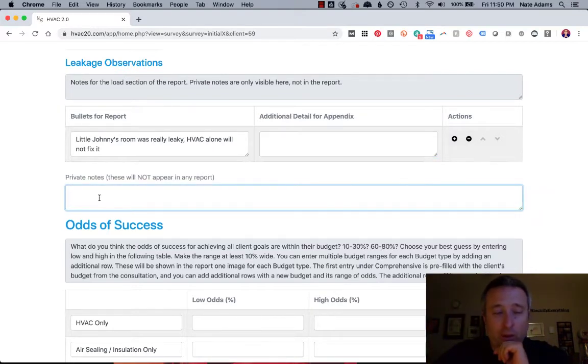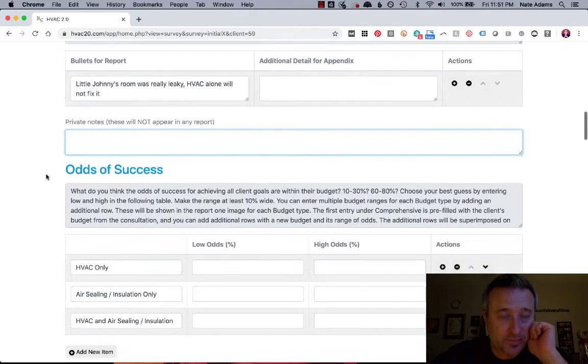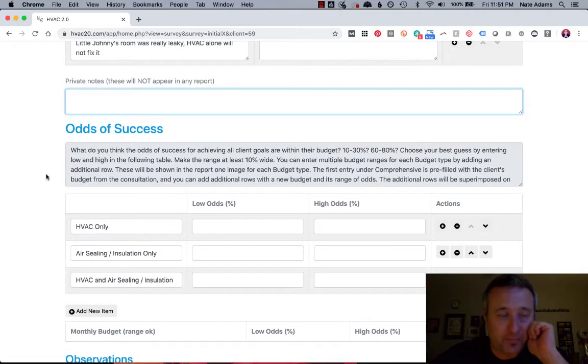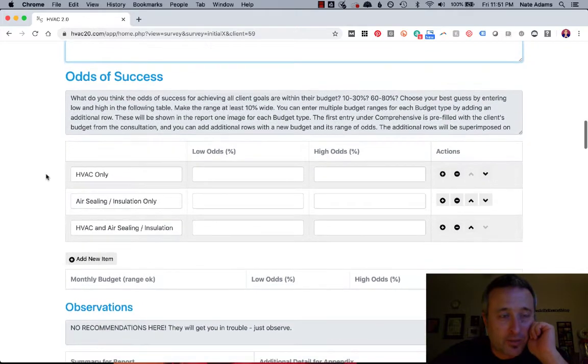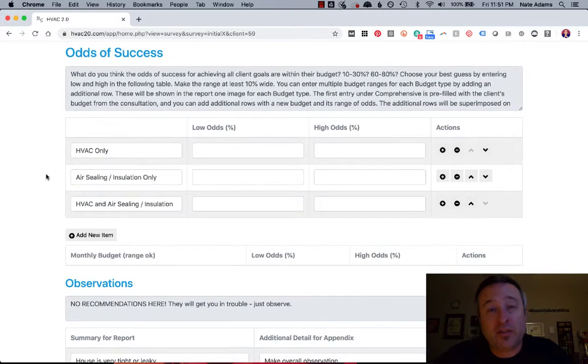Or we'll have it to where it's going to pop up on the client record. So it'll show in the form where you were seeing the console analysis and everything. You'll be able to take notes on there. So it'll be a mini CRM. So that's that. All right, odds of success.